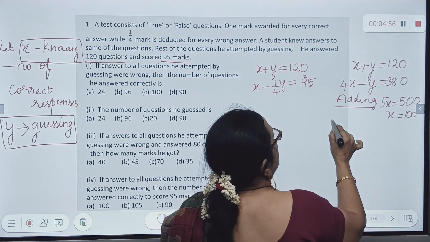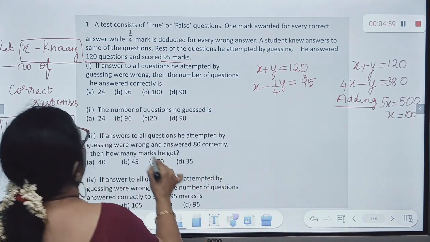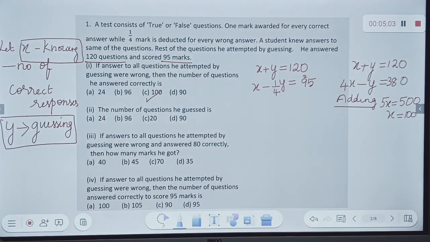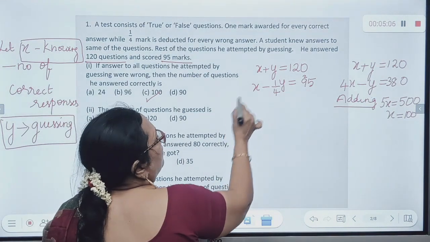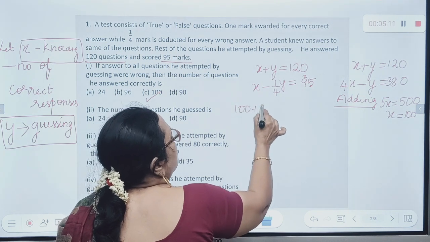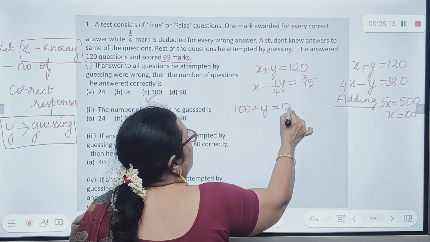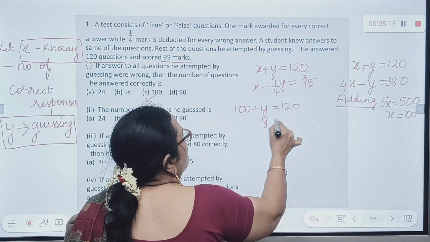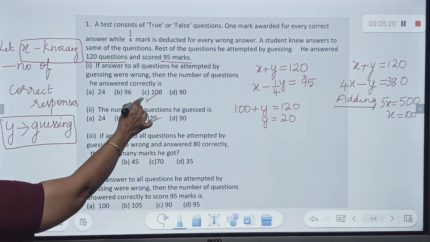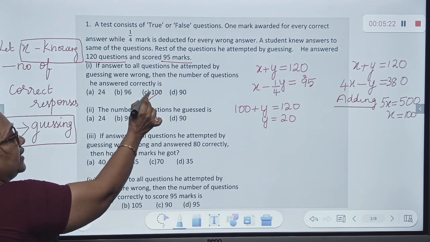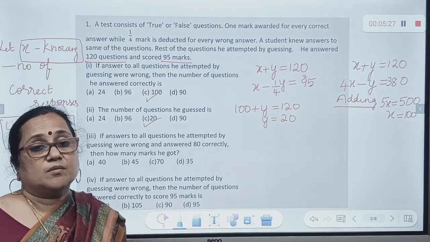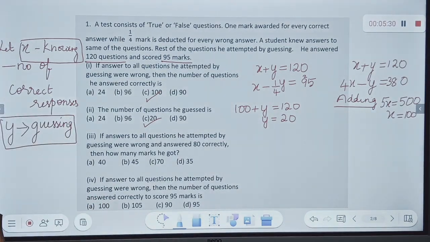So, how many questions he is answering correctly is 100. How much is he guessing? That is y. So we know that x plus y is 120. So 100 plus y is 120. So y equal to 20. So this is the number of questions he is answering correctly. This is the number of questions he has guessed, and lost quarter mark for each response.